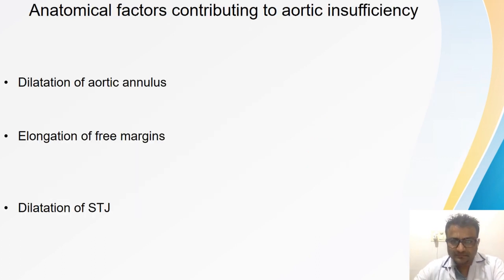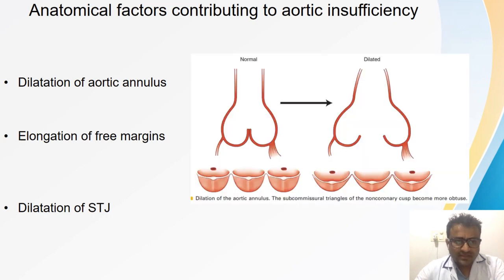Next, the anatomical factors contributing to aortic insufficiency. The first is dilatation of the aortic annulus. As you can see, the dilated aortic annulus pulls the aortic cusps away from each other, and on the baseline the angle of the NCC becomes more obtuse. The sealing force does not exist, so it can lead to aortic insufficiency.